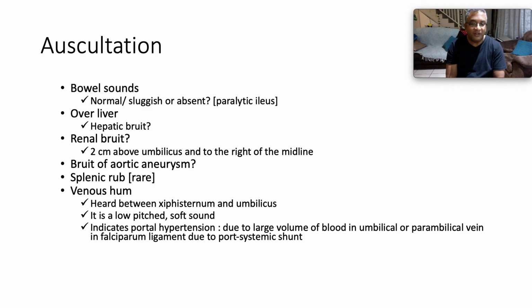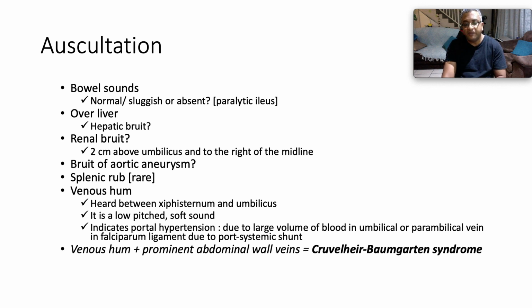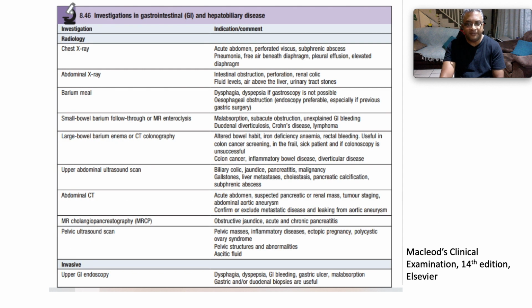It indicates portal hypertension due to a large volume of blood in the umbilical or the paraumbilical vein sitting in the falciform ligament due to a portosystemic shunt. Remember the infamous Cruveilhier-Baumgarten syndrome, right? It is basically a combination of a venous hum with prominent abdominal wall veins.